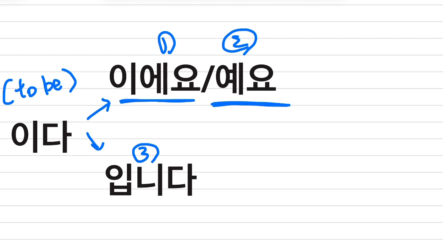Then let's have a look. 입니다 is formal. We use this in presentations, announcements, interviews, speeches. So it's more like a public way to say something as an ending verb. So 입니다 is more formal and polite than 이에요, 예요.